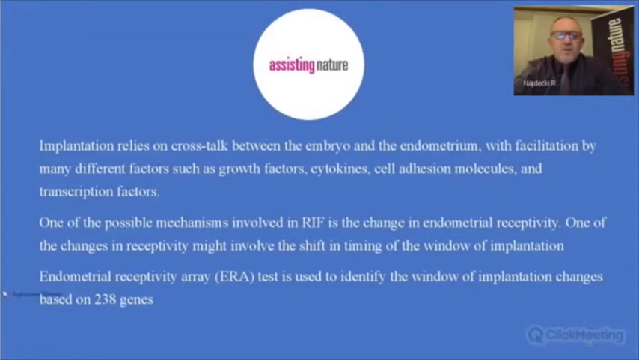Implantation relies on crosstalk between the embryo and the endometrium, with facilitation by many different factors, such as growth factors, cytokines, cell adhesion molecules, and transcription factors. One of the possible mechanisms involved in recurrent implantation failure is the change in endometrial receptivity. One of the changes in receptivity might involve a shift in the timing of the window of implantation. The Endometrial Receptivity Array test is used to identify window of implantation changes based on 238 genes.